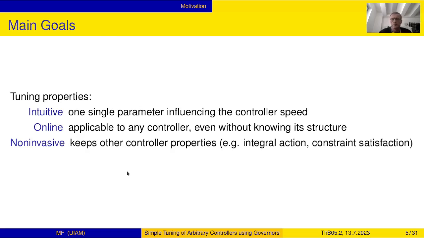So the proposed method has 3 tuning properties. One is that it is intuitive. We only use one single parameter to change the speed. Then it is applicable to any controller, even if we don't know this controller, even if it is embedded or anything. And the third one, it's non-invasive. It means that all other controller properties should stay. So integral action or constraint satisfaction should stay.